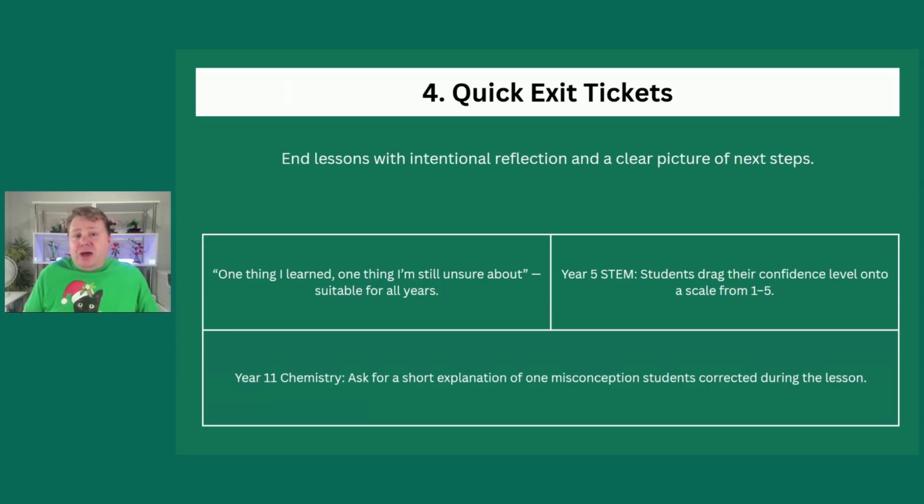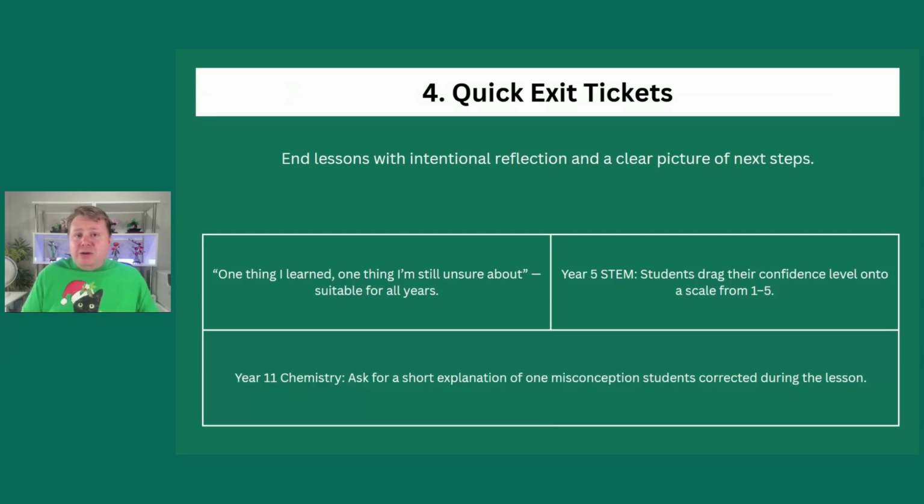Maybe you've got some kind of STEM class here in the upper primary system. All right, and here maybe you have your students drag their confidence level onto a scale of 1 to 5. So how do they feel when it comes to STEM? Okay, how do they feel when it comes to all of those different elements? And again, you can gauge their understanding and you have that information that you can then use to help you devise and create really engaging and rewarding and fulfilling lessons moving forward.